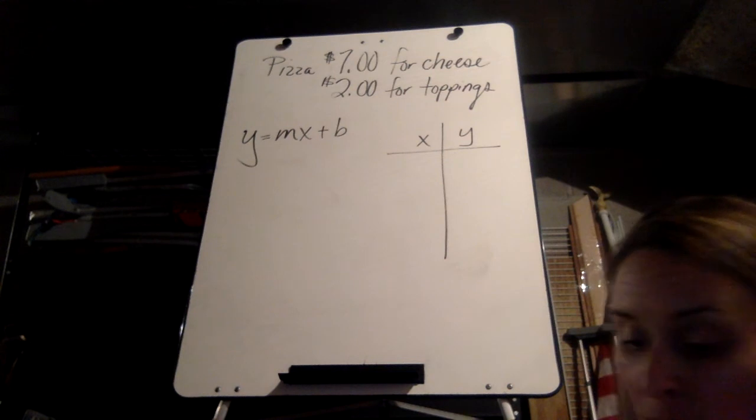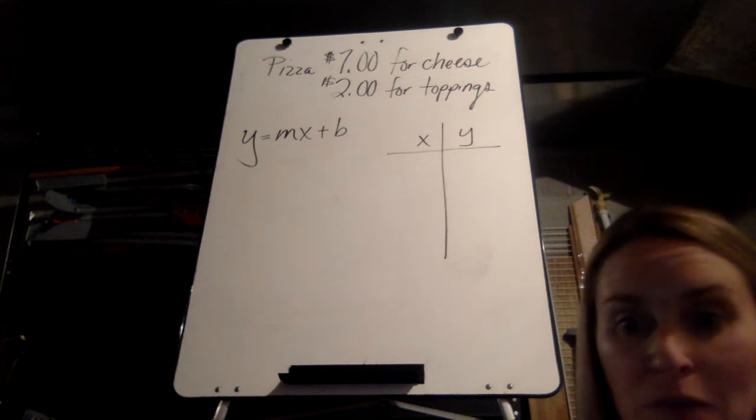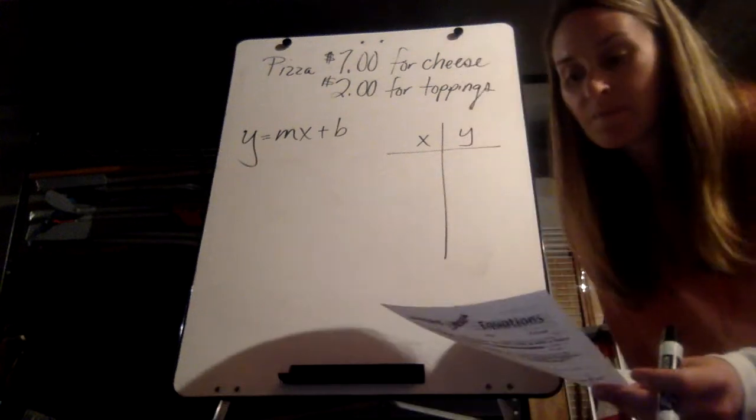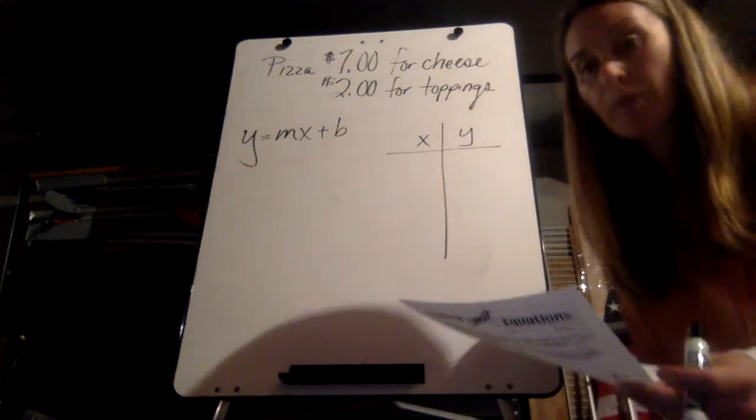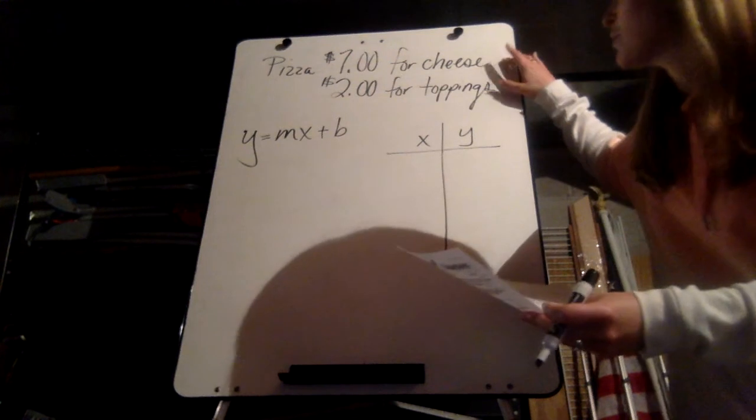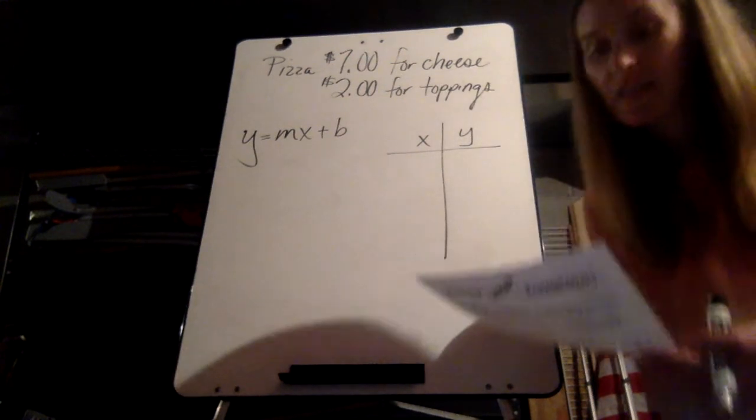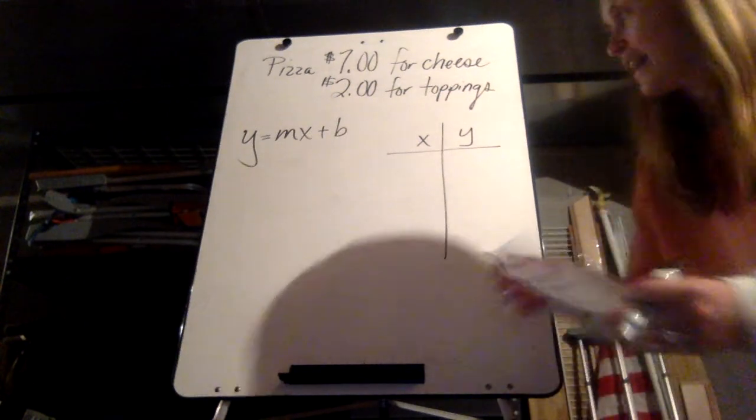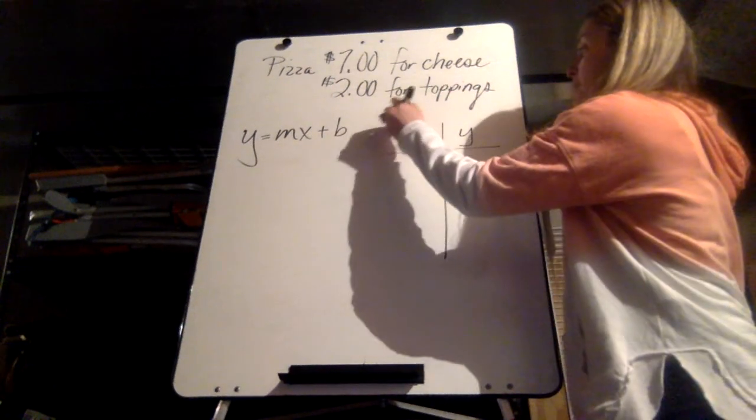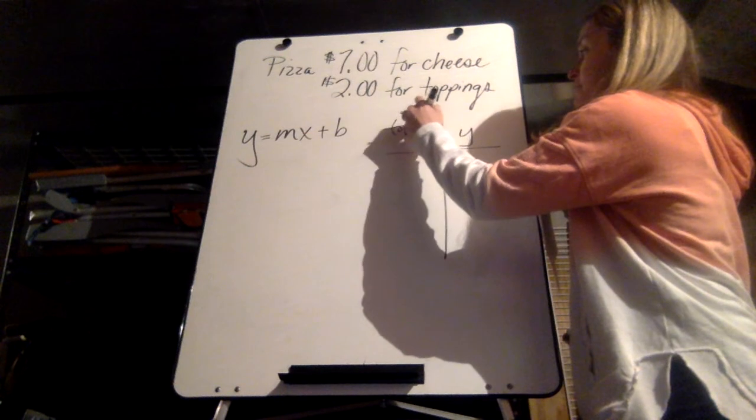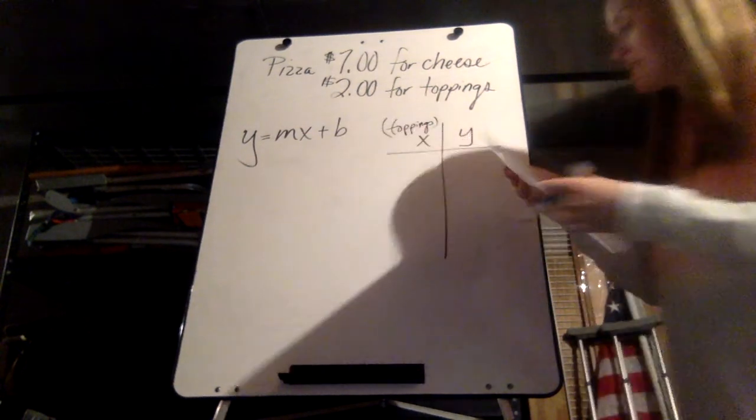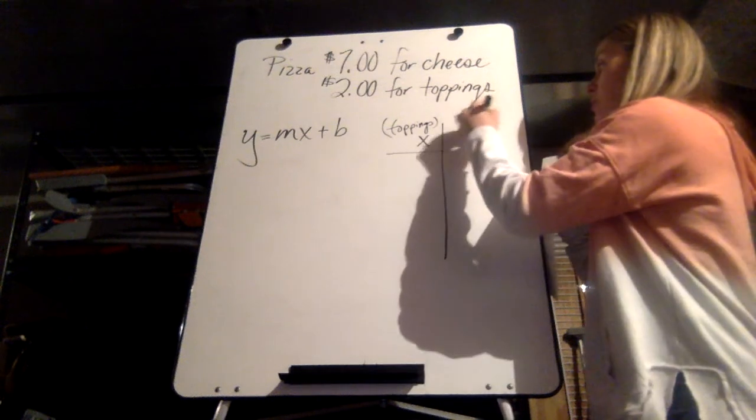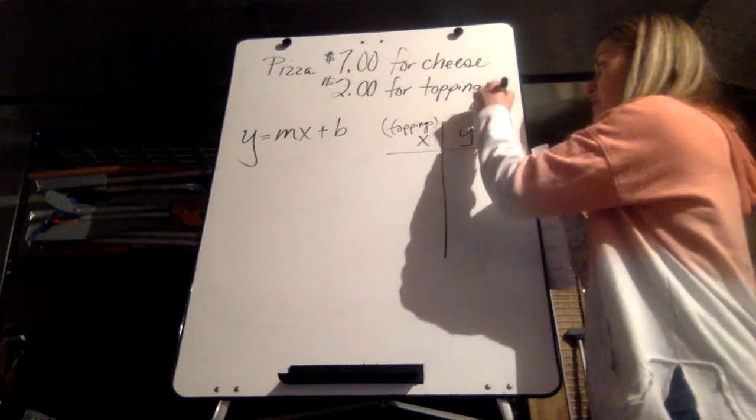So the real life problem is about a pizzeria. Since a lot of you are pizza lovers: the pizzeria charges $7 for a small cheese pizza plus $2 for each topping. I identified the important pieces we're going to need. Then it says, write an equation to show the relationship between the number of toppings, x, and the cost, y, of the cheese pizza. So x is the number of toppings, and y is going to be our cost in dollars.